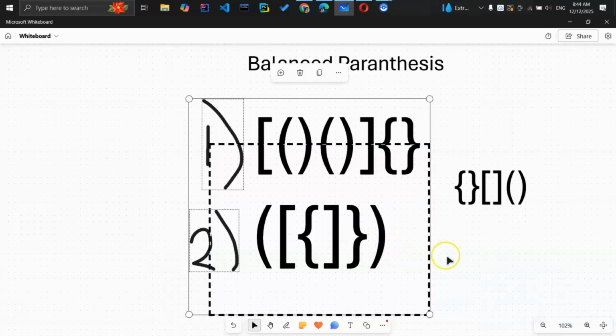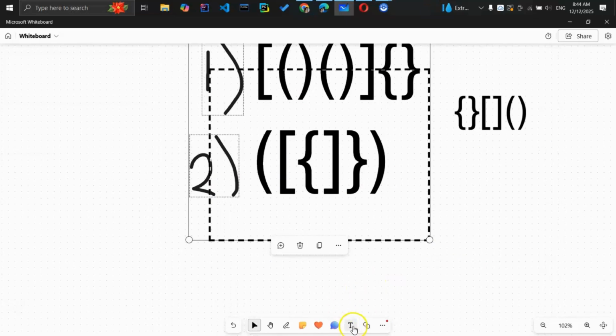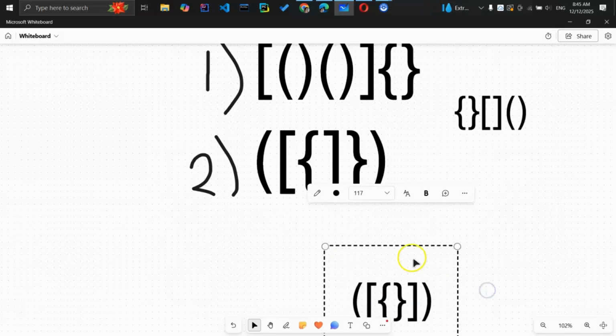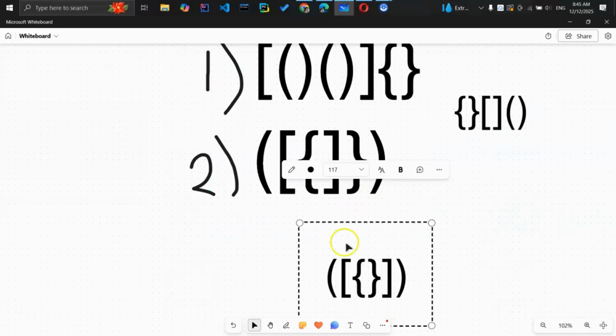How can we balance it? If it is balanced, you can see the order like this. First we should close this and this, finally this. This is the correct version of the second one.